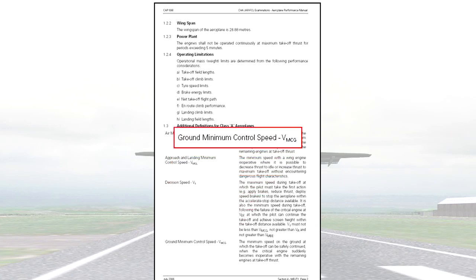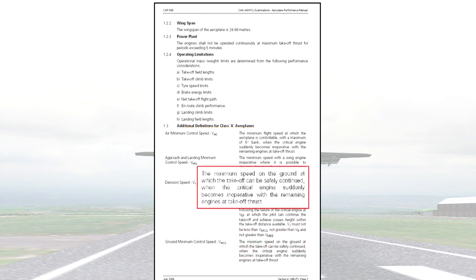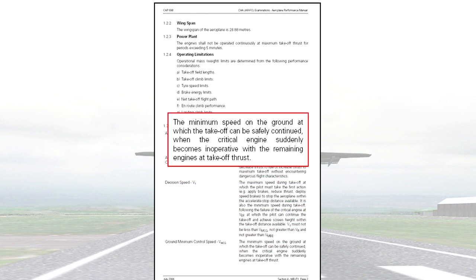Vmcg is short for the ground minimum control speed, and it is described for you in CAP 698 at the bottom of page 2 of section 4. It states Vmcg is the minimum speed on the ground at which the takeoff can be safely continued when the critical engine suddenly becomes inoperative and the remaining engines are at takeoff thrust. Let's try and understand what this actually means.